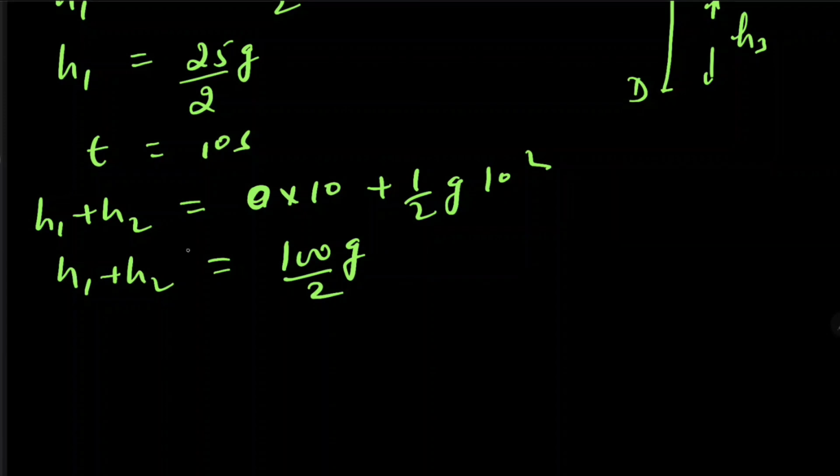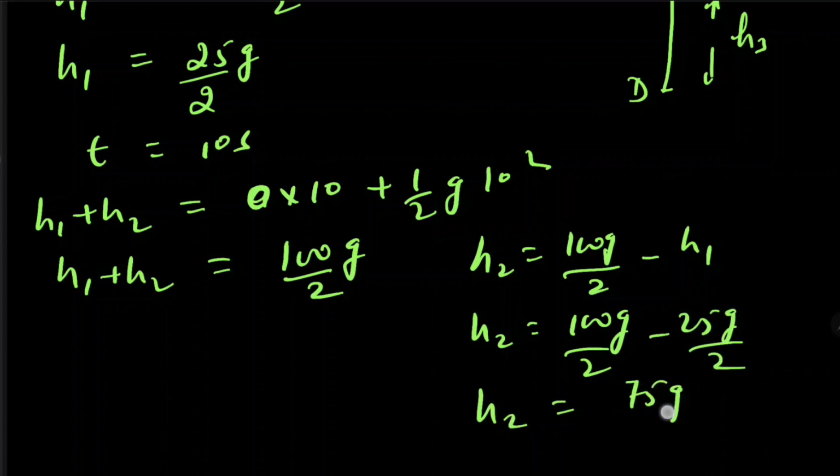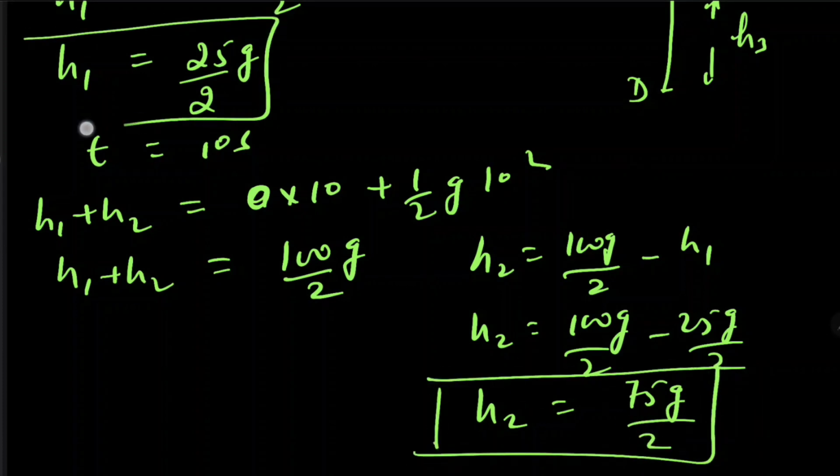Now we can determine h2 as well. So h2 will be equal to 100 g by 2 minus h1, so it will be 100 g by 2 minus 25 g by 2. So h2 will be 75 g by 2. So h1 is found and h2 is found. Okay, we have got two values.